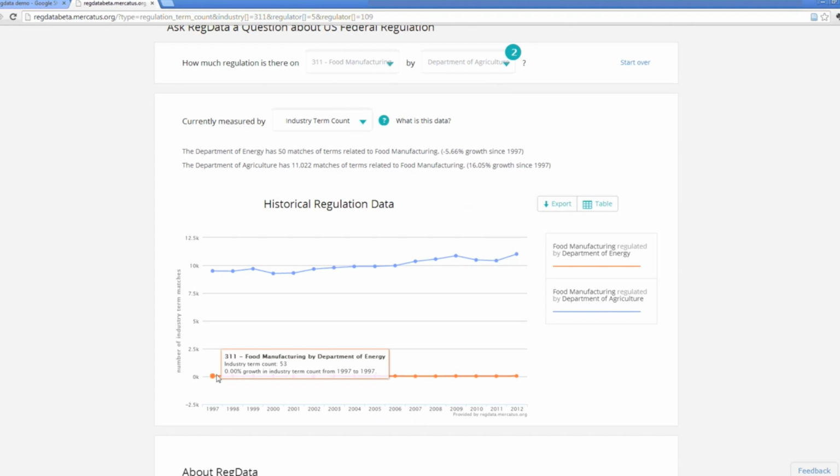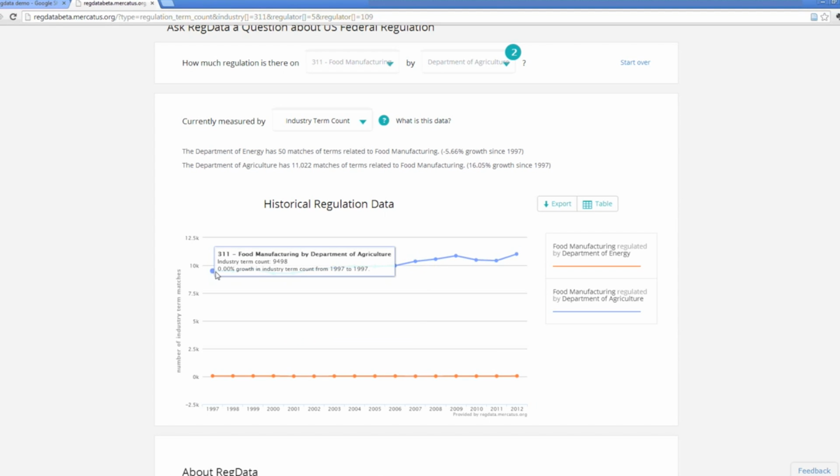And so now we're seeing food manufacturing regulated by Department of Energy. It's not mentioned very much. We have 50 times mentioned in 2012. On the other hand, food manufacturing related search terms are found a lot in the Department of Agriculture's text. Makes sense, right? So in the year 2012, there were roughly 11,000 industry search terms related to food manufacturing found in the Department of Agriculture's text.